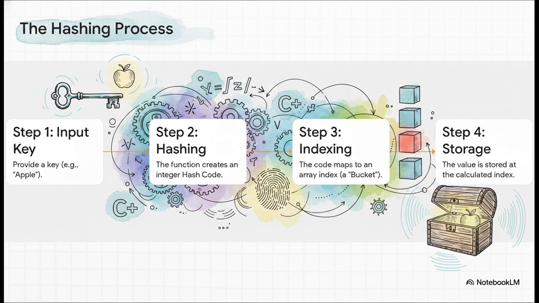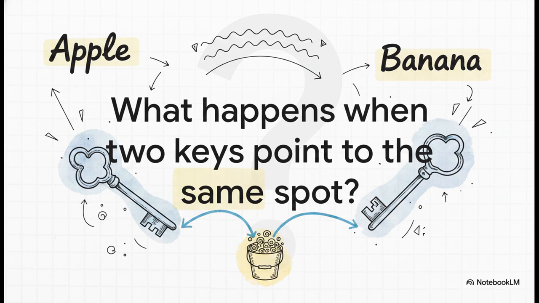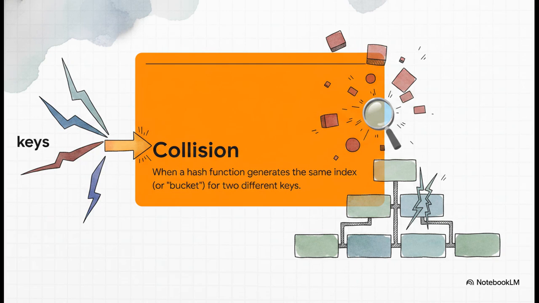Okay, now you're probably thinking, wait a minute, what if that hash function isn't perfect? What if it takes two totally different keys, like apple and banana, and accidentally assigns them to the exact same bucket? Well, that's the central challenge that makes hash tables so interesting. This is what we call a collision. And here's the thing, it's not a bug. It's an expected, totally normal part of how hash tables work.